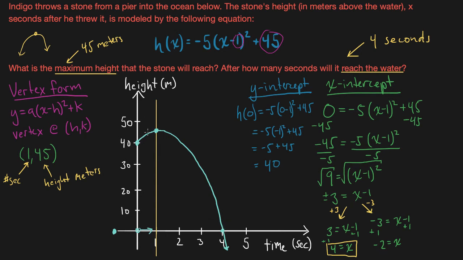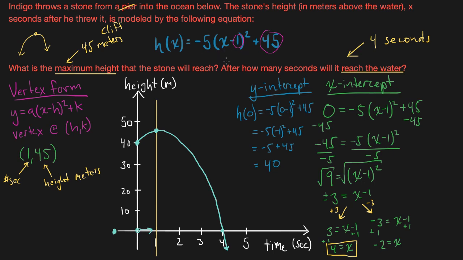Okay, so this is the parabola that models this equation. This equation models the stone as it's thrown from the pier, and I'm realizing now that 45 meters is a really tall pier. So maybe it's more accurate to call this like a cliff or something. This is threw it from a cliff into the ocean below. That's minor detail maybe. So again, this is an equation in vertex form.